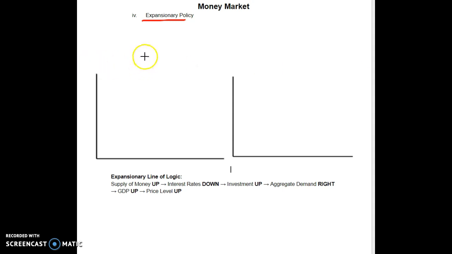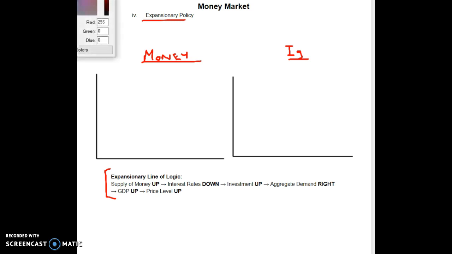Okay, so first we need to recognize that we have one symbol. Oftentimes you'll have to draw this one. I think it's useful to have this side by side with the secondary graph, which is our graph for investment, right? Just to show the line of logic, which we're going to talk about as we move through this. Okay, so here we go.